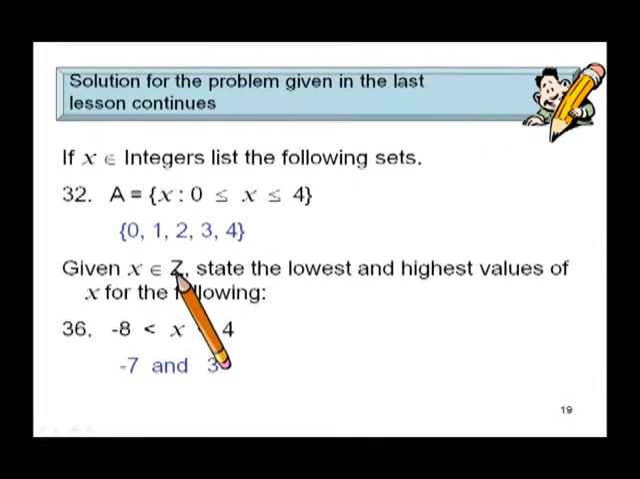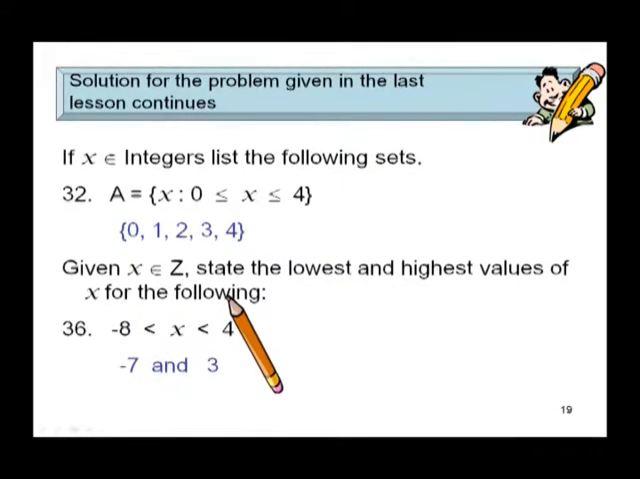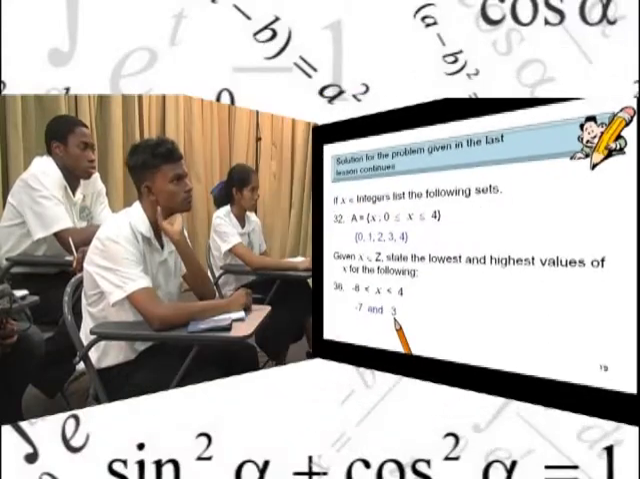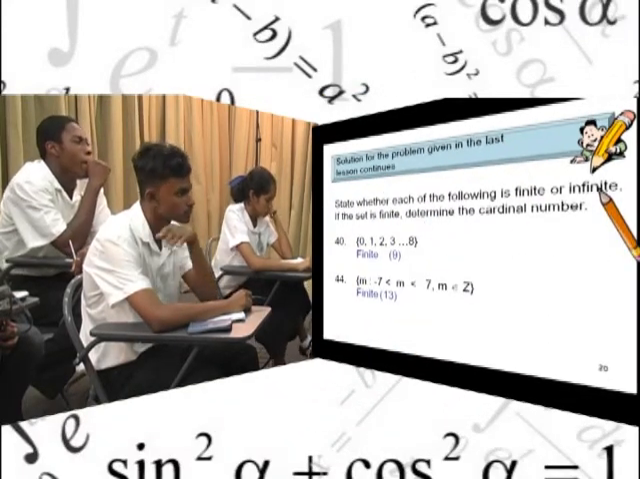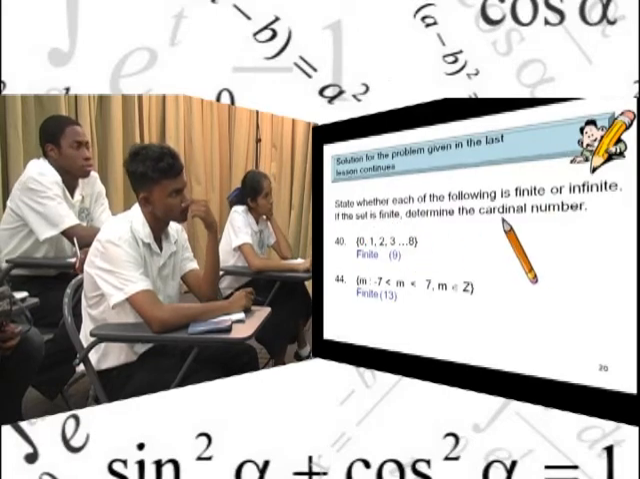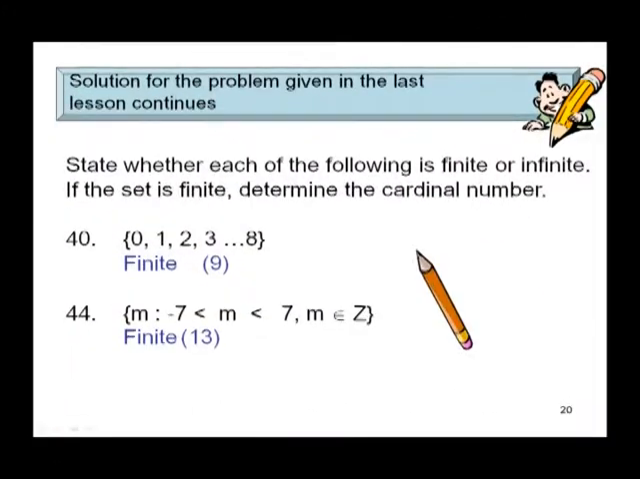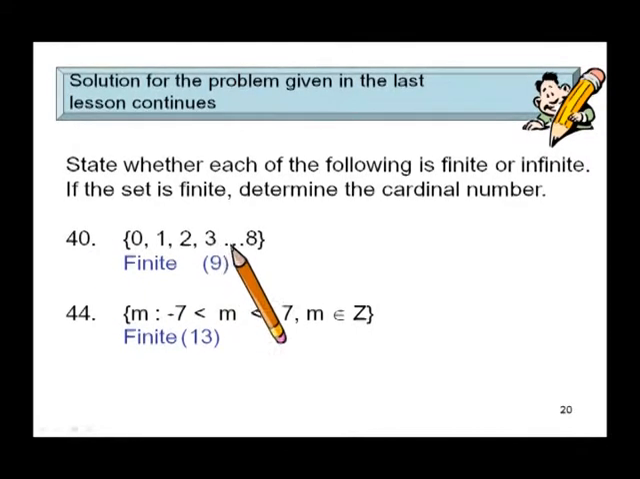Given x is an element or member of C, calculate the lowest and highest values of x for the following. 36. x is greater than negative 8, less than 4. Negative 7 and 3. State whether each of the following is finite or infinite. If the set is finite, determine the cardinal number. 40. 0, 1, 2, 3, and so on to 8.